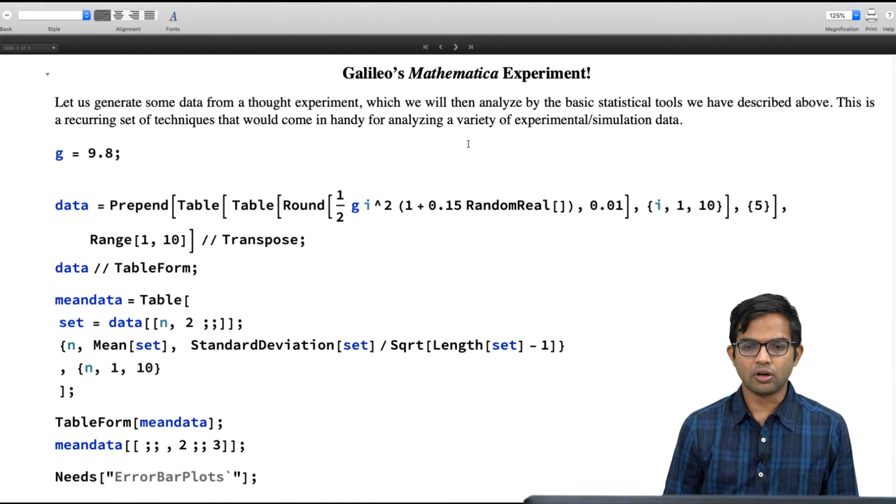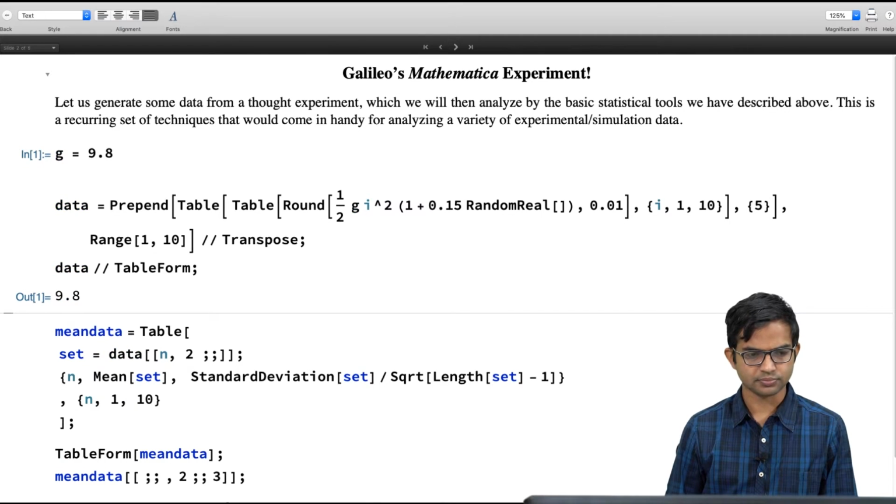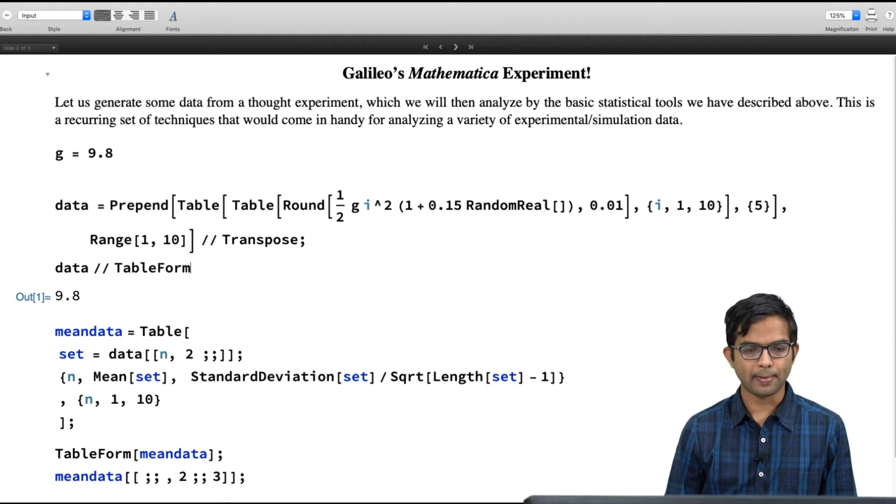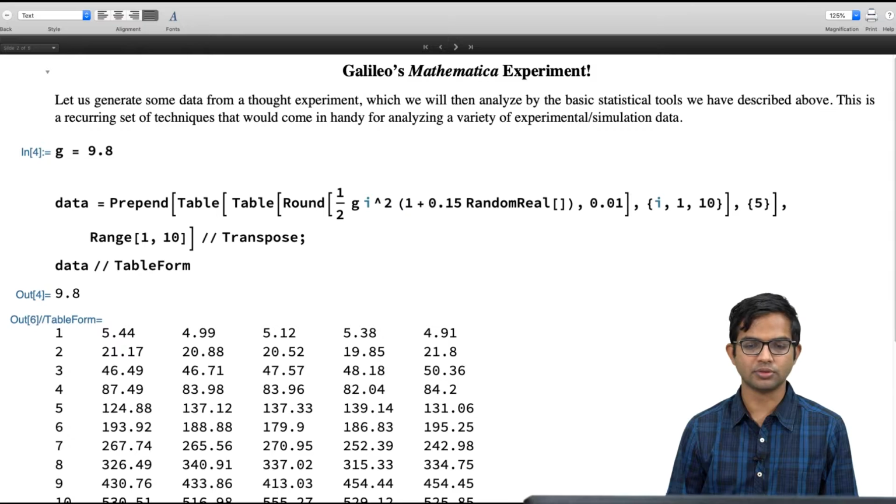Okay, so let's quickly recall what we did last time. We introduced this constant g, and then we use this little piece of code to generate some spread around half gt squared. So I have used this random real, and then I have data, which is all these functions used in a nested form.